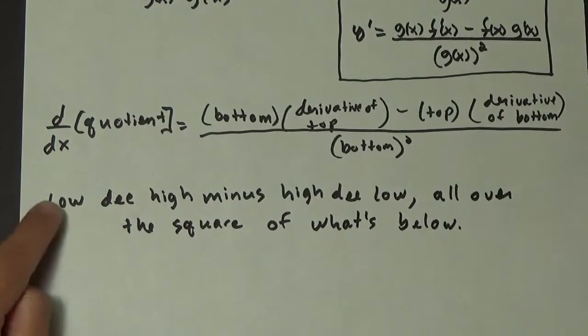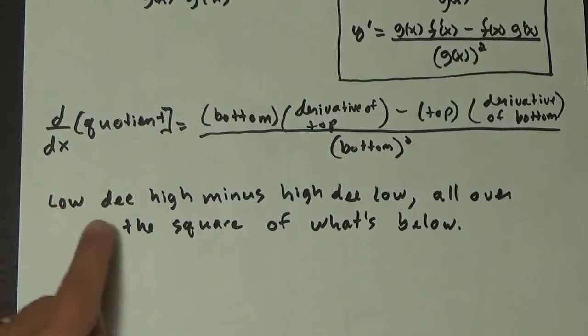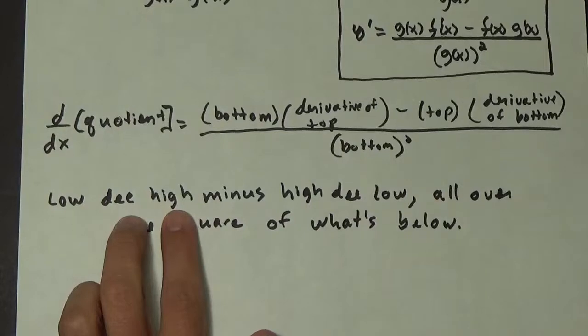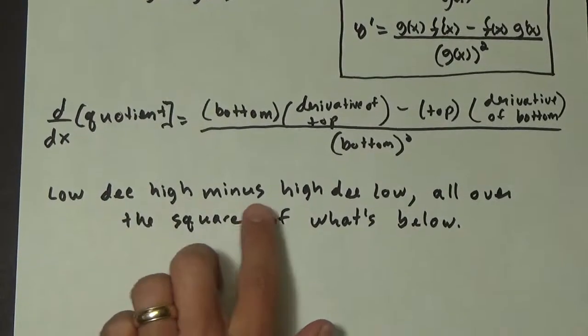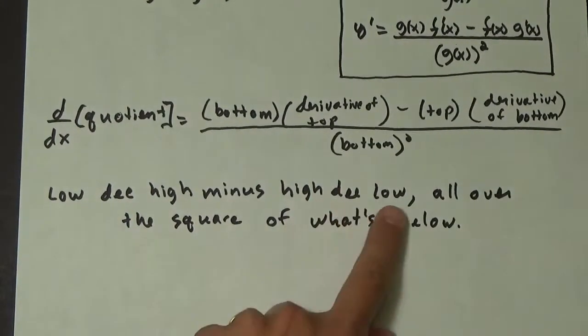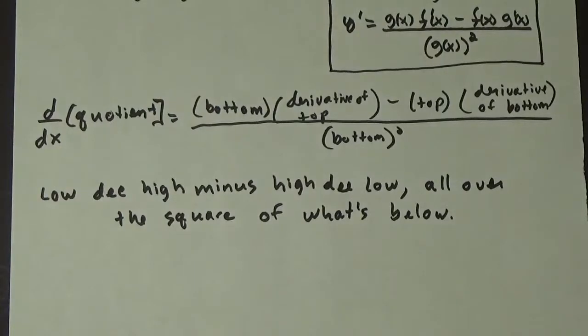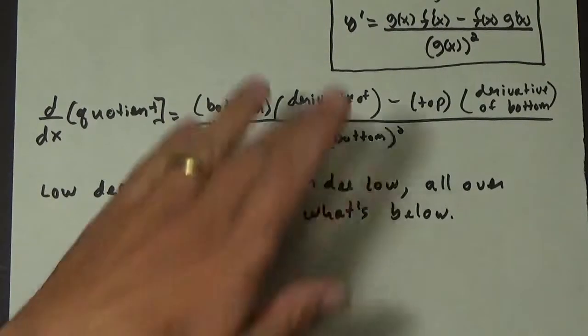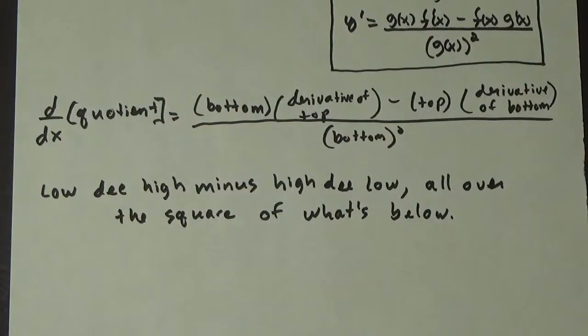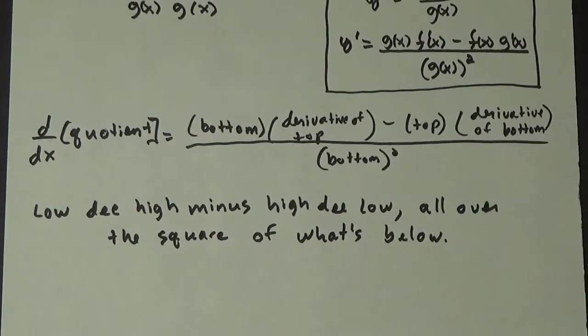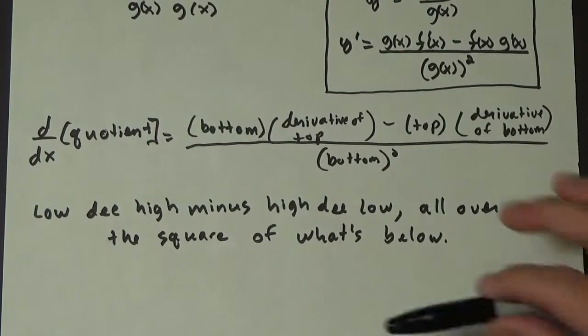And so this makes sense. You have the low, which is the bottom, d high, so this means taking the derivative of the top, minus high, d low means the derivative of the bottom, all over the square of the bottom. So somehow you have to remember this quotient rule because, of course, you don't have formulas or anything. But students usually figure out one of these two they like and then they use that one.